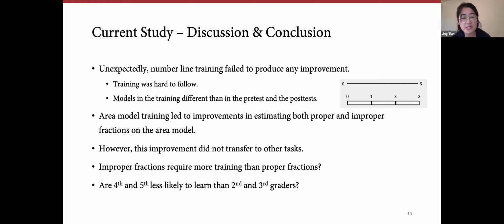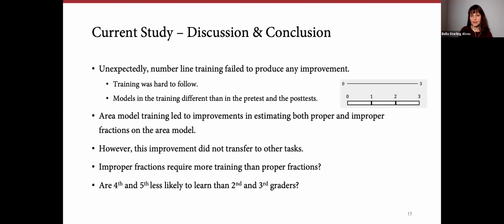So we think one reason for the number line training being harder to follow is because number lines might be more challenging than the area models for children in general. There have been some studies showing that children were generally more familiar with area models than number lines to represent fractions, possibly because area models were actually used more often in math class. So maybe they came to the study with less knowledge about representing fractions on the number line as compared to the area model.